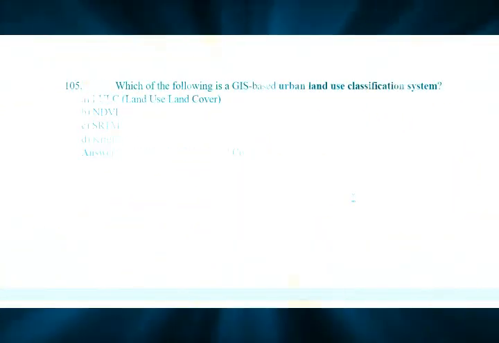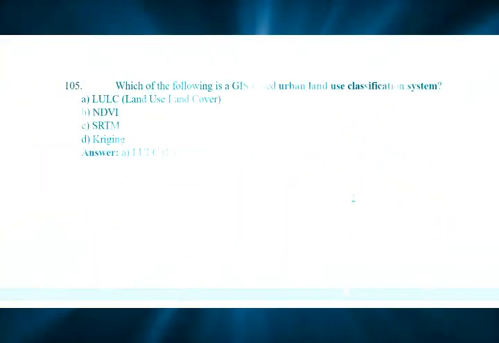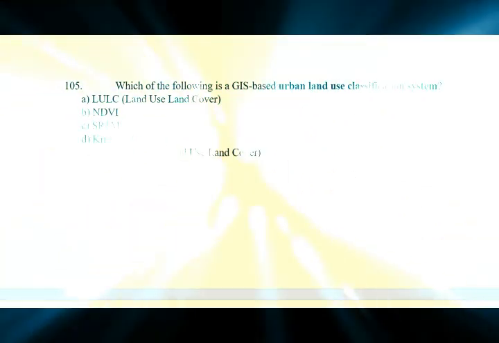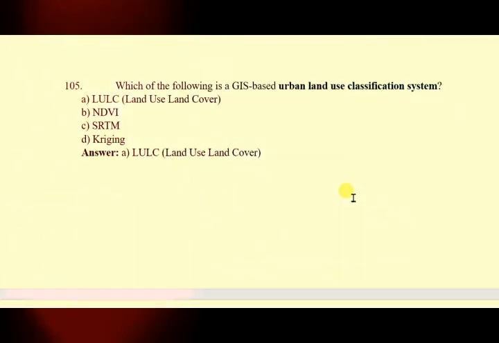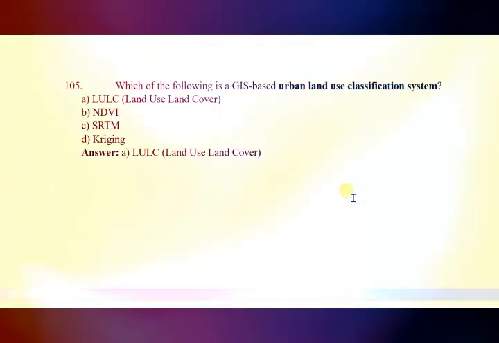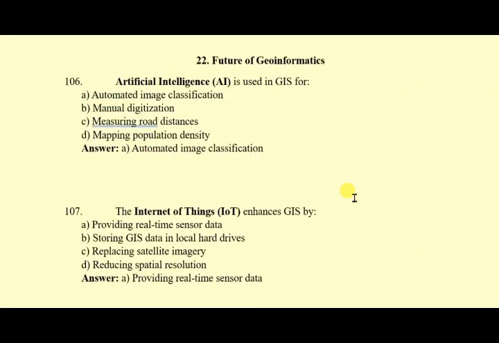105. Which of the following is a GIS based urban land use classification system? LULC, land use land cover, NDVI, SRTM, kriging. The right answer is LULC, land use land cover. Category 22, future of geoinformatics.